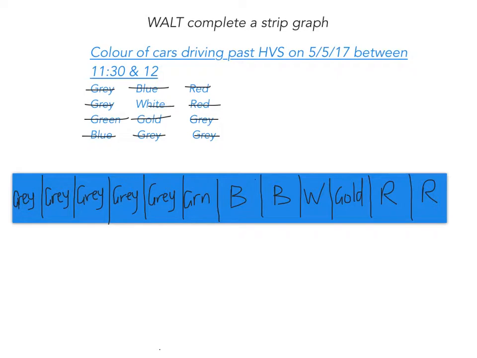Sometimes strip graphs are displayed in the actual colour that you're displaying, so the grey squares could be displayed grey, and sometimes the squares are joined together, so for example the two red squares might be joined together and coloured in red, which makes it even easier for our reader to understand.